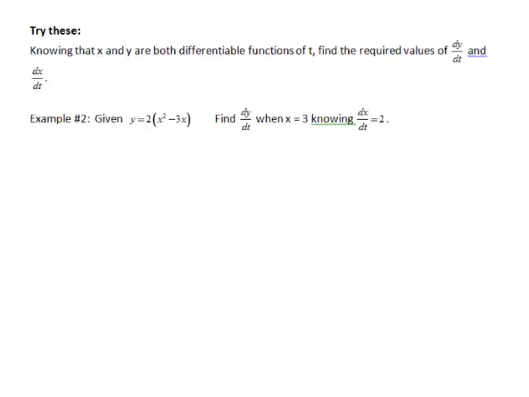Alright, so time for you to pause the video in a second and try this one on your own. So I'm giving you the information that x and y are both differentiable functions of t, and I want you to find the values that I'm asking you to find. In this particular example, you're given an explicit relationship between x and y, that y is equal to 2 times x squared minus 3x. And I would like you to find dy dt, knowing that x equals 3 and that dx dt is equal to 2. So go ahead and pause the video, do the workout. While you're gone, I'm going to do the work right here, and then we'll check answers.